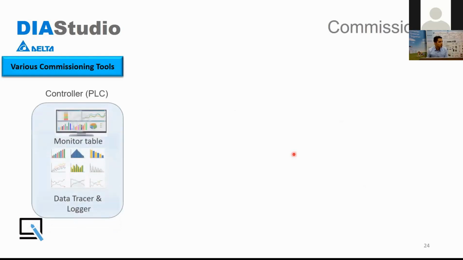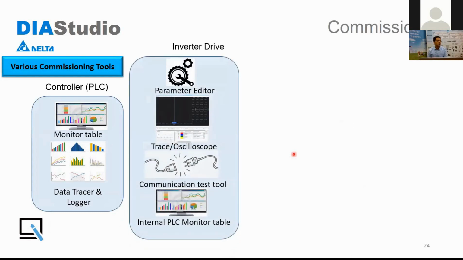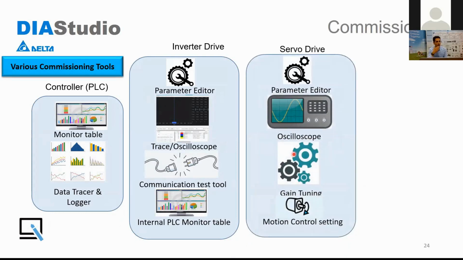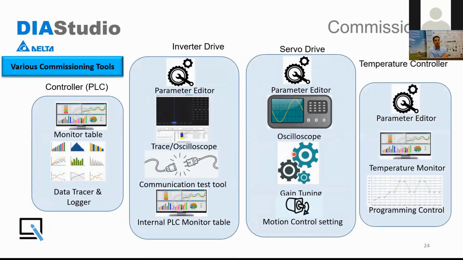Okay, how about commissioning? For commissioning, we have the monitor table, data tracer, and logger. For the inverter, we have the parameter editor for sure, trace oscilloscope, internal PLC monitor table, and communication test tool. For the servo, parameter editor, oscilloscope, gain tuning, and motion control setting. And for the temperature, the same parameter and monitoring.